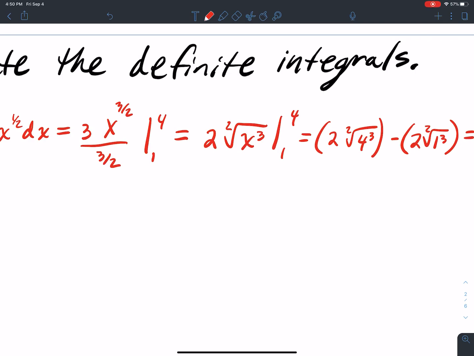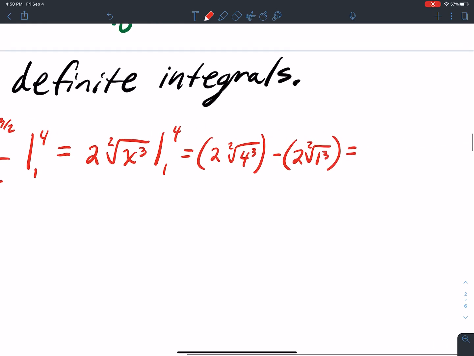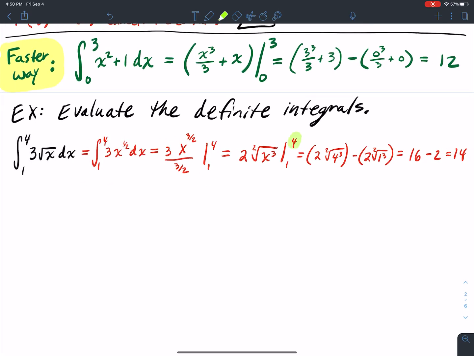And so what does it simplify to? Well, 4 cubed here, that's 64. Square root of 64 is 8. So I have 2 times 8, which is 16. And then 1 cubed is 1. Square root of 1 is 1. So 1 times 2 is 2. So minus 2. And then that gets me 14. So f of b minus f of a, or f of 4 minus f of 1, gets me 14 here.